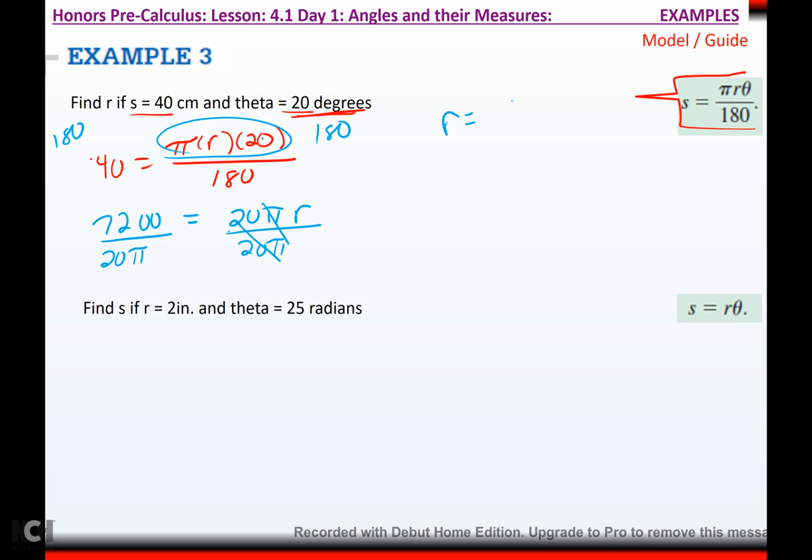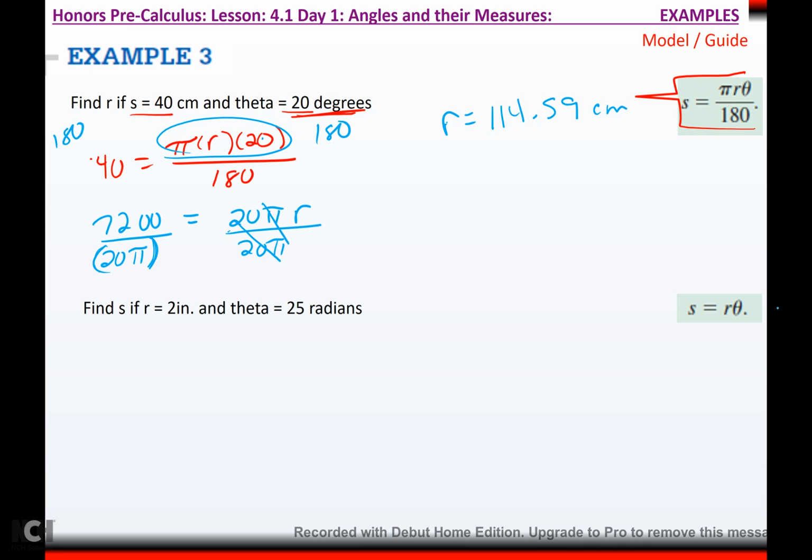Yeah, sorry. Use parentheses. I didn't use parentheses here, and I got like 1,130 because it divided by 20 and then multiplied by pi. Make sure you put that in parentheses on the bottom when you type it in. So my radius would be 114.59 centimeters. Right?